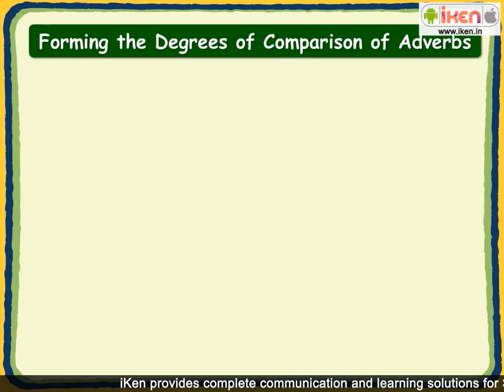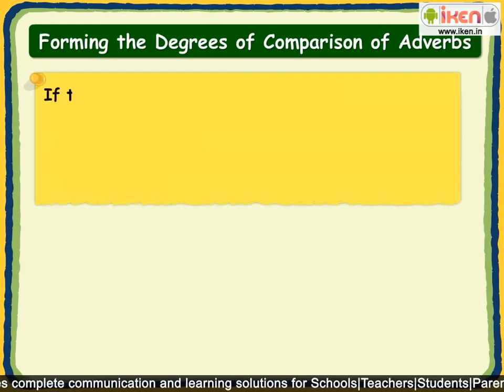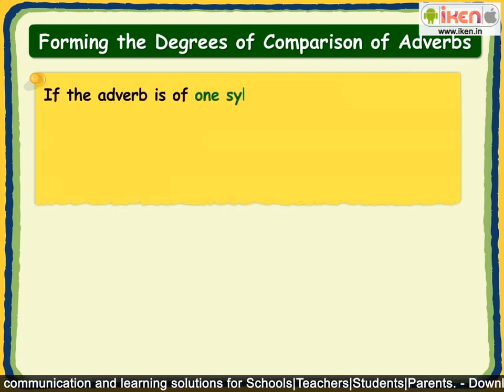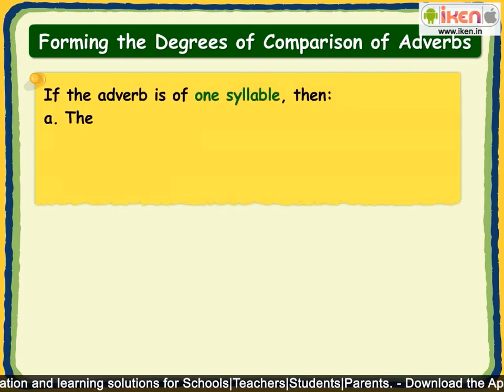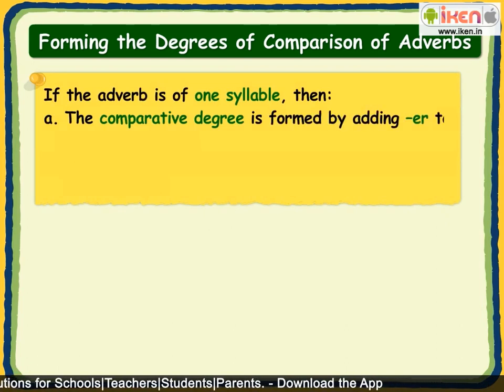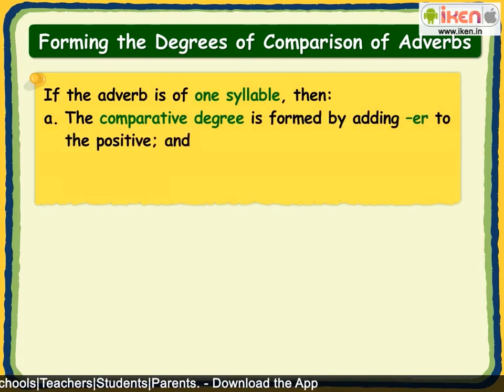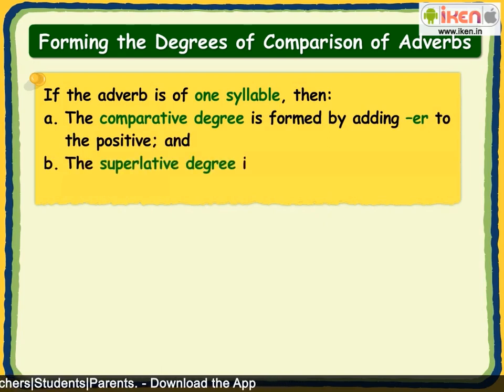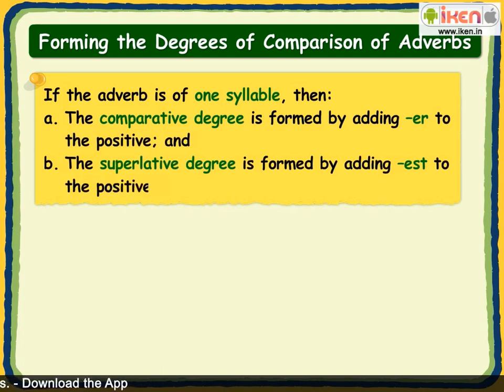There are a number of ways in which the degrees of comparison of adverbs are formed. If the adverb is of one syllable, then the comparative degree is formed by adding er to the positive, and the superlative degree is formed by adding est to the positive.